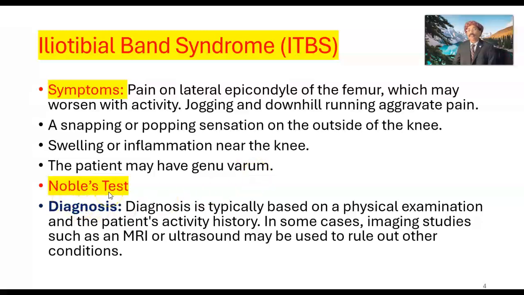Noble test. This is done by pressing on the lateral epicondyle of the femur and asking the patient to extend the knee joint. Diagnosis is typically based on physical examination and the patient's activity history. In some cases, imaging studies such as MRI or ultrasound may be used to rule out other conditions.